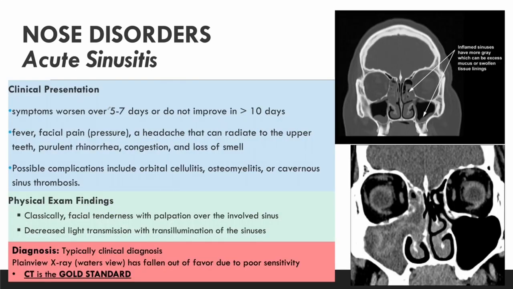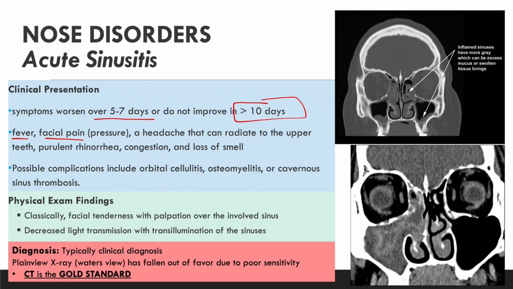So acute sinusitis is typically a clinical diagnosis. Usually we see symptoms that start after an upper respiratory infection, where the patient has a virus, gets a little better, and then bam, they get worse. They get sinus pain, pressure, fever, and it usually lasts over 5 to 7 days and does not improve in greater than 10 days. We usually get fever, facial pain and pressure, headache, purulent discharge from the nose, congestion, sometimes loss of smell. And because the sinuses are literally right on top of the teeth, sometimes you can get a tooth pain, or it feels like a toothache, but it is your sinuses.